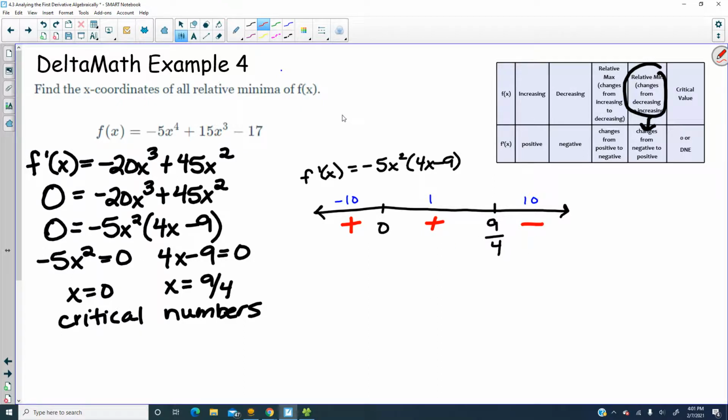Now to find a relative minimum, remember I need to look for where f prime changes from negative to positive. And you have to read the number line from left to right, because that's the way numbers work, going from the lower number to the higher. So I'm looking for where f prime changes from negative first and then positive. Well, right now it's positive, positive, and then there's a change to a negative. That's not negative changing to a positive, that's positive changing to a negative.